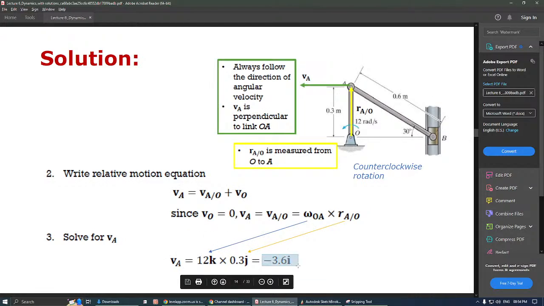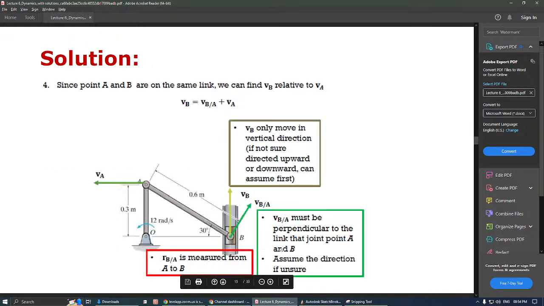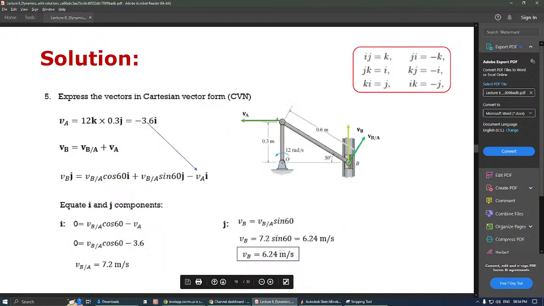So he is finding the velocity of A. Velocity of A, you can see it is in the X direction. We found this correctly. We didn't write it as I, but it is understood. Next, why is the velocity of A negative, sir? Because it is moving to the left side, opposite to the X direction. That's why minus 3.6 I.